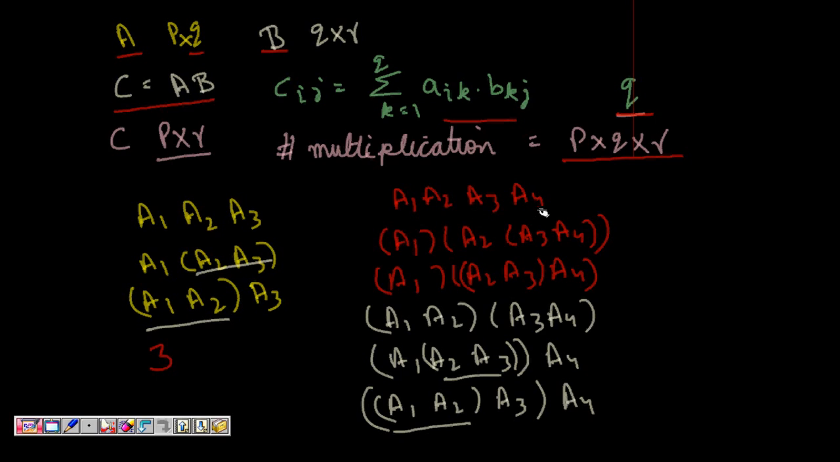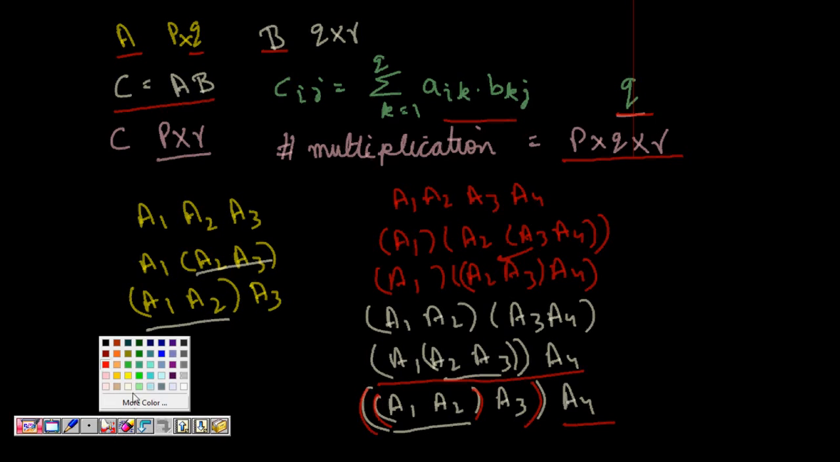Let's increase the size by 1. So we have A1, A2, A3, A4. What we can do, I can have A1 then (A2, (A3, A4)). We can have A1 then parenthesis (A2, A3) together multiplied by A4. So these two are different. Again we can have (A1, A2) together, (A3, A4) together multiplied. Then A1 then (A2, A3) with A4, this one, and (A1, A2) in bracket with A3, this multiplied together, then multiplied with A4. So these are all possible ways.